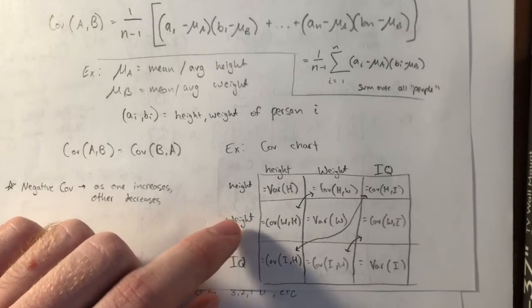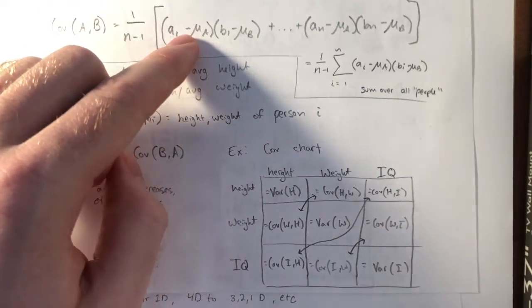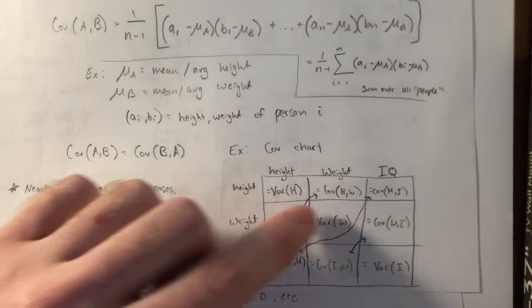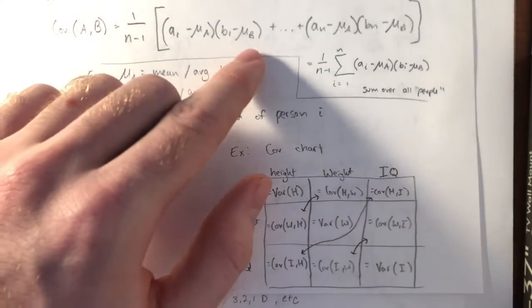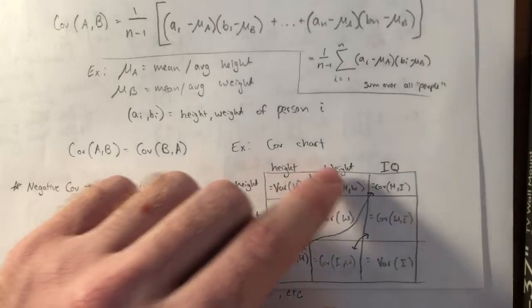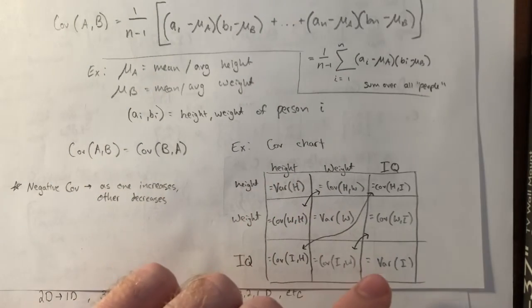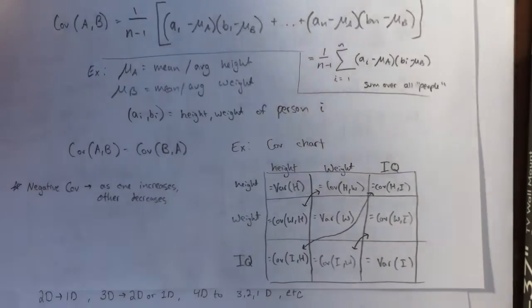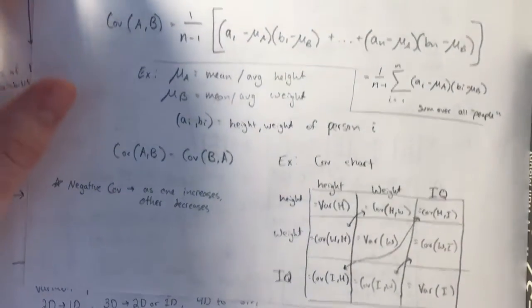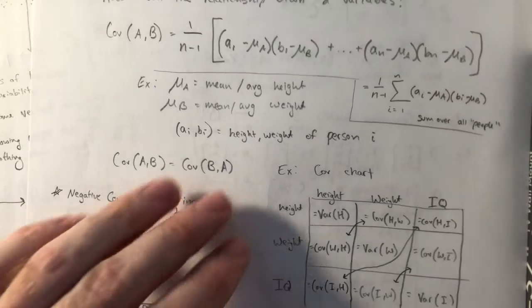If we take the covariance of weight and height, with weight here and height here, that would be the same as height and weight. This quantity will be the same. So this matrix is going to be symmetric, and the diagonal entries are the variance of each variable. Just a little note: negative covariance means that as one variable increases, the other decreases.